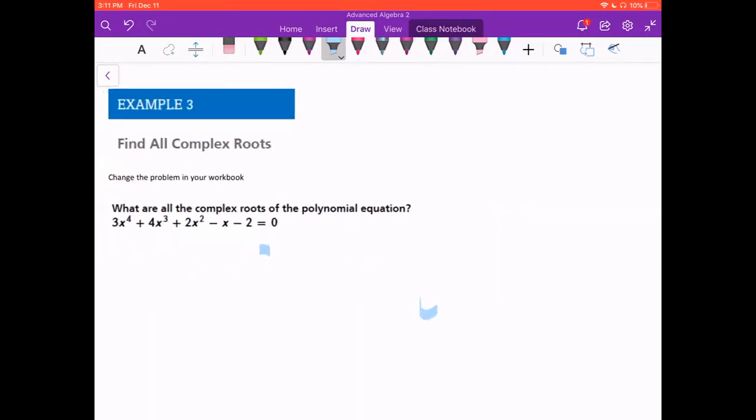All right, so I'm going to try to find all the complex roots. So we're going to start, I'm going to try to factor this. And I see, oh my goodness, there's so many terms here. I've never factored anything like this. But the way that you factor it is with the rational root theorem. Now, if I can find one zero, then I can factor the rest.